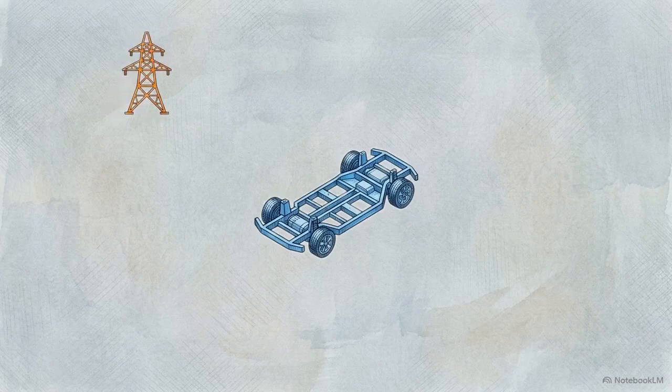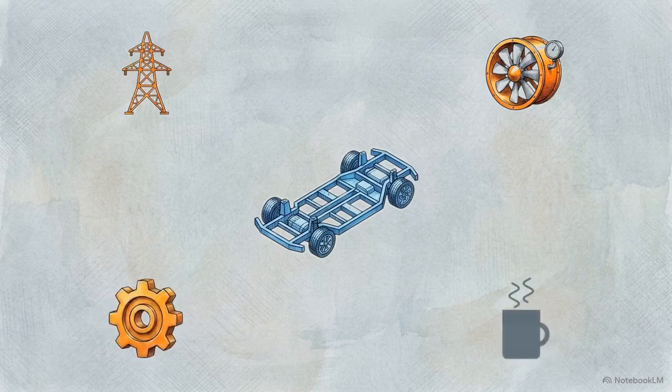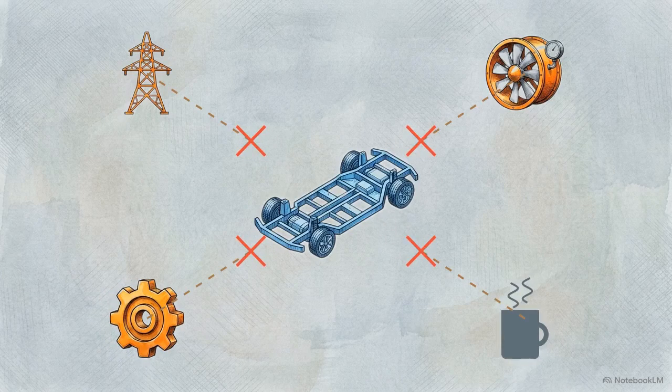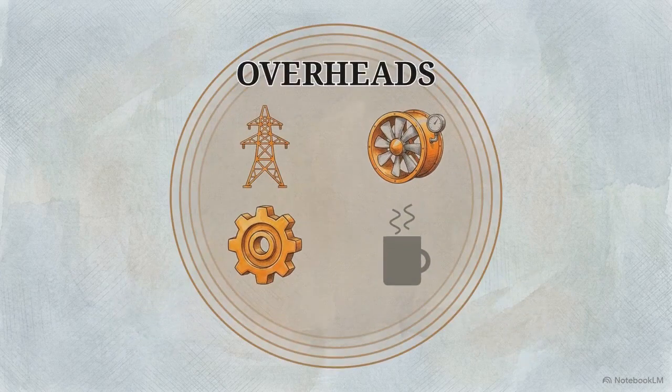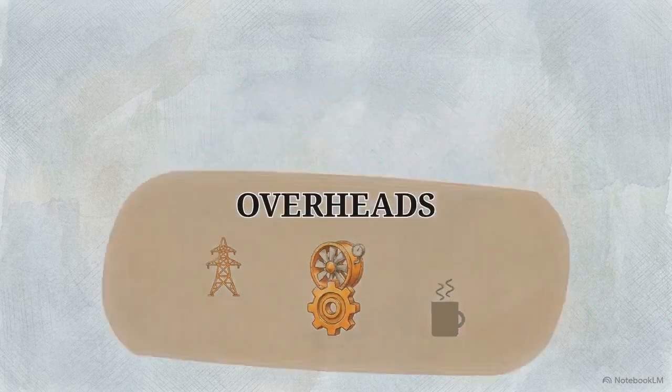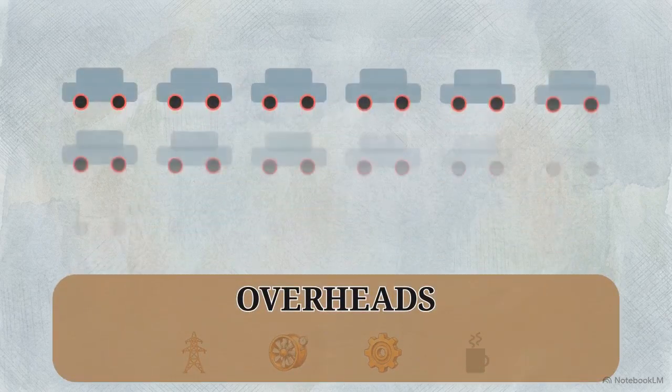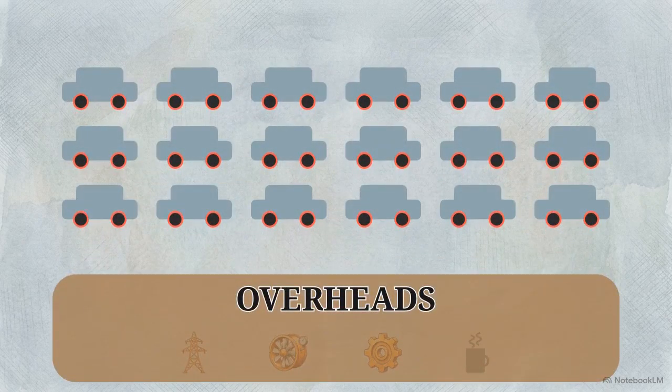The massive power grid keeping the robotic arms moving, the climate control systems maintaining safe battery temperatures, and the cafeteria feeding the engineering staff, none of these physical systems touch the cars directly. These critical, invisible pools of support expenses are what we call overheads. They are the cost incurred for general output, not a specific unit.